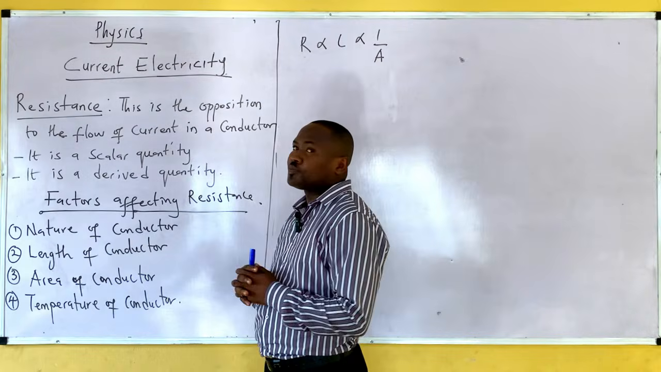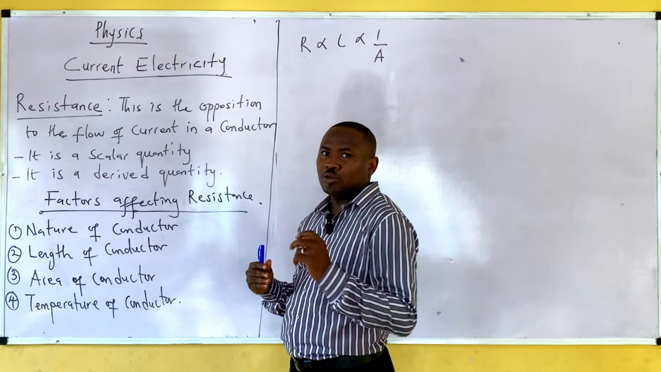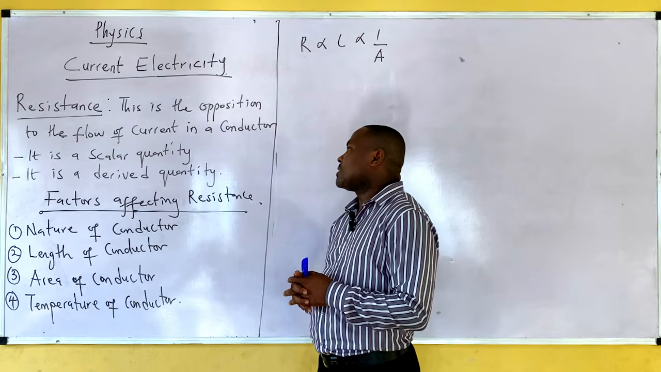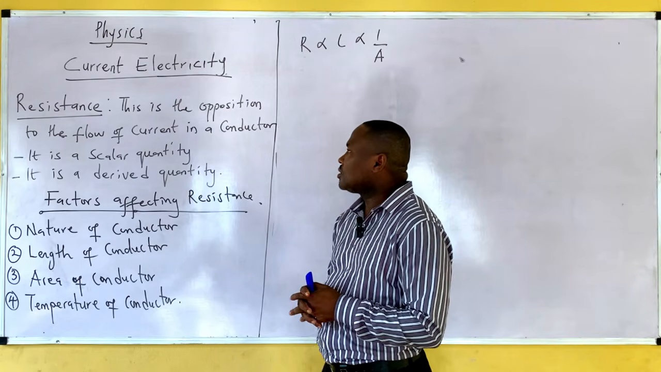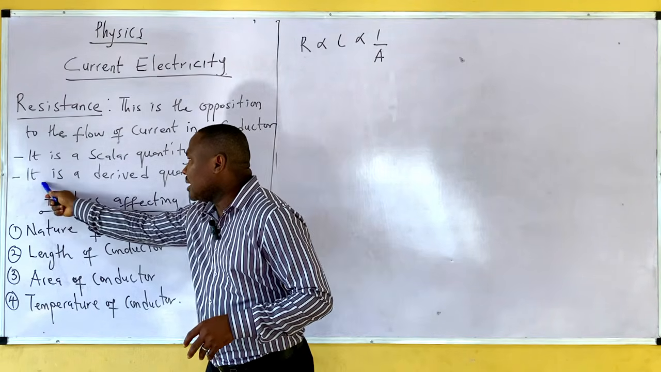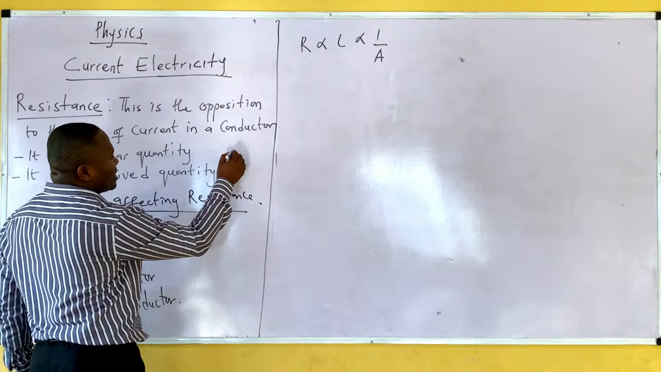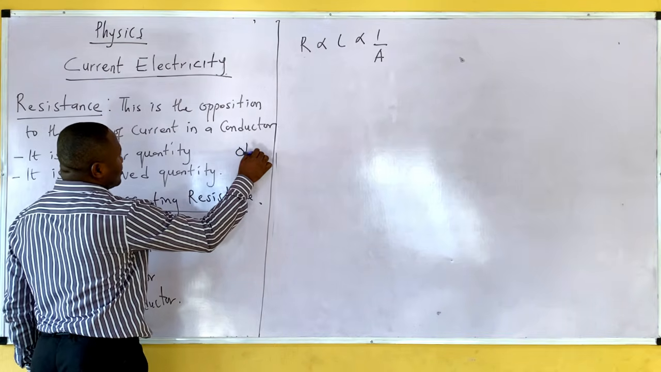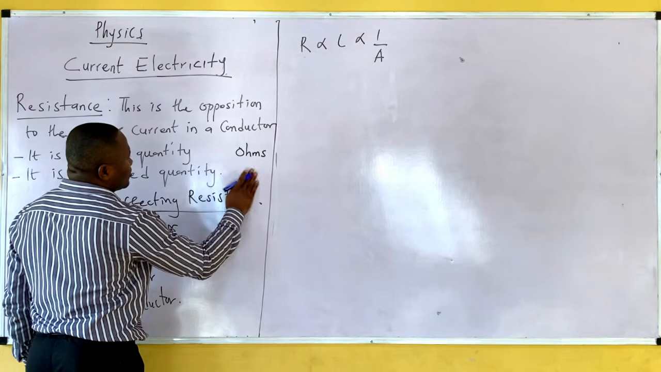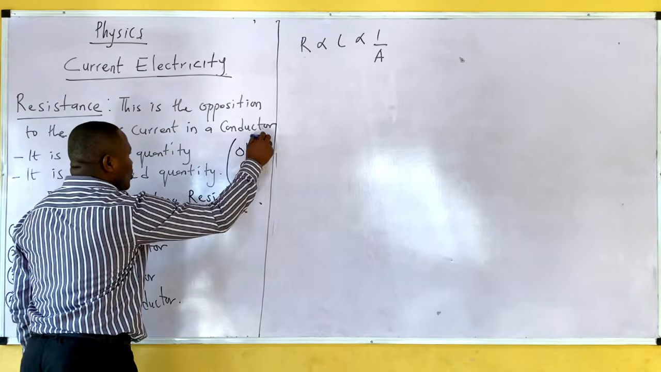Now let's see resistance. What is resistance? It's an opposition to something. So we say resistance is the opposition to the flow of current in a conductor. Take note of this. Resistance is a scalar quantity. It is a derived quantity. And the SI unit for resistance is ohms. This is how we write it, ohms.